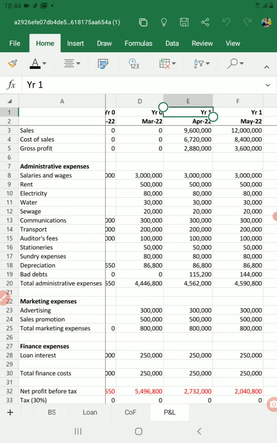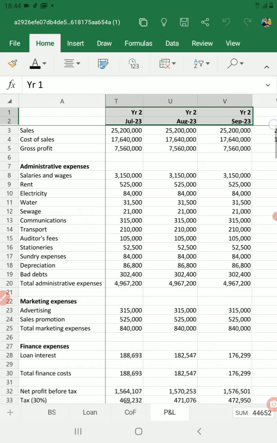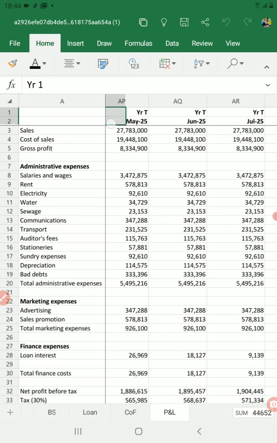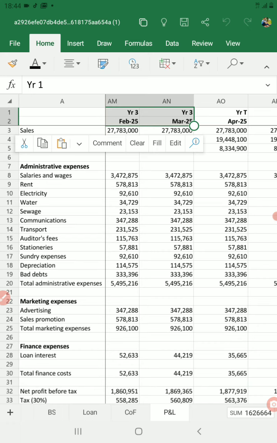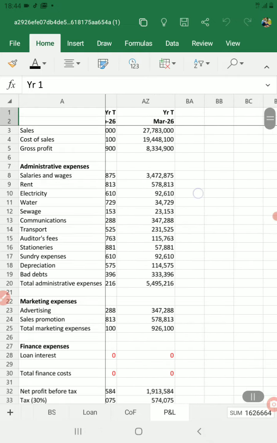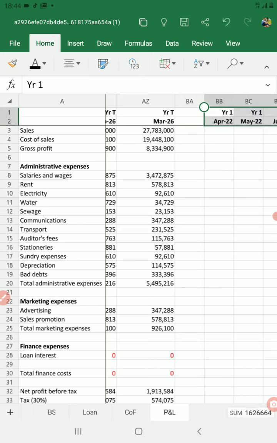So I copy this from here till the end of our projection period, that is the end of year 3. So I'm selecting all this up to here, end of year 3, that is March 25. I copy this and then bring it to the end here. Let me paste it here, and because we are going to do the same for other monthly financial statements, let me go and paste it to other financial statements.